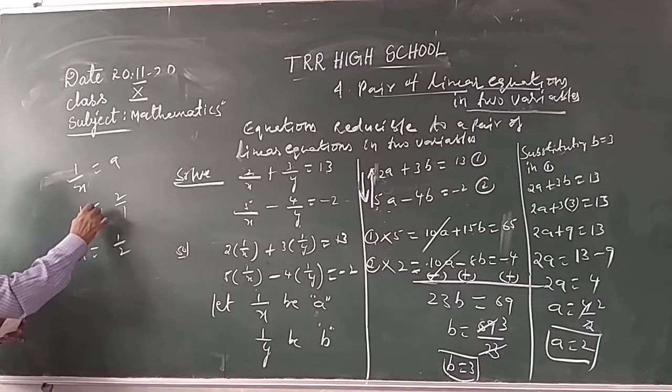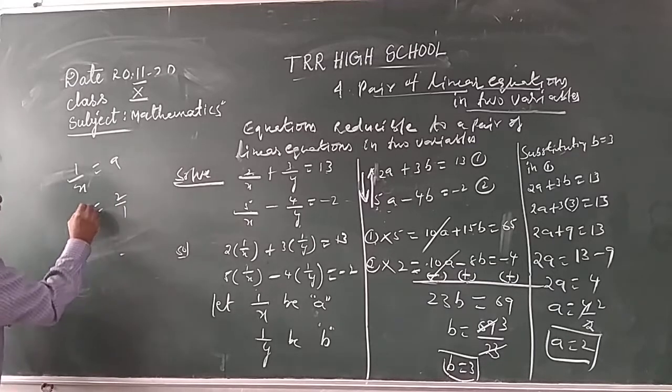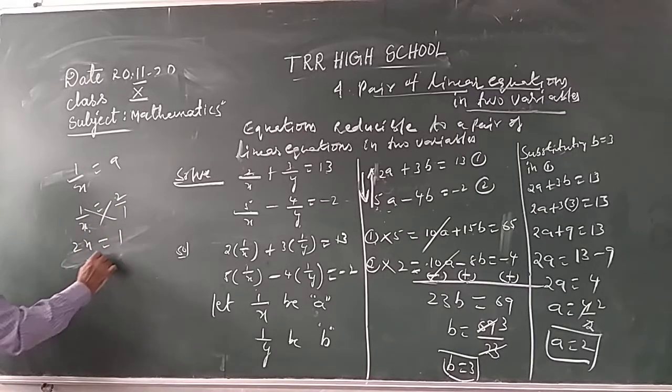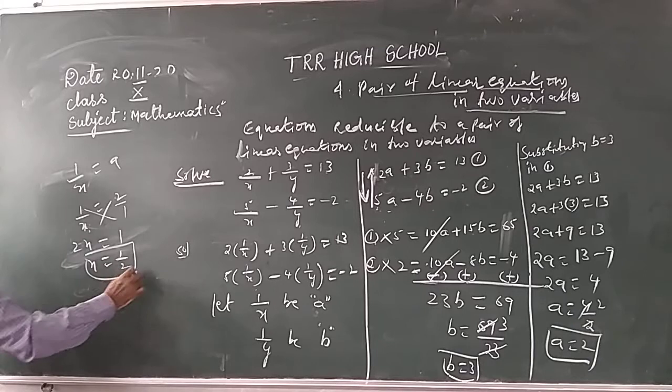Otherwise, do cross multiplication, like this also you can do it. Cross, 2 into x, 2x is equal to 1 by 1. x is equal to how much? 1 by 2.